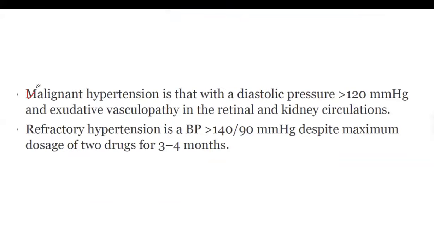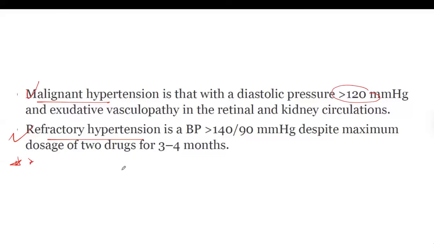Now, two other names you should remember: malignant hypertension and refractory hypertension. Although we don't use the term malignant hypertension in Australia a lot, John Murtagh has given this term, so you should know. Malignant hypertension is when diastolic blood pressure is above 120, along with retinopathy or nephropathy. Okay, so if the kidney or retina is involved and the diastolic is more than 120, we can say it is malignant hypertension.